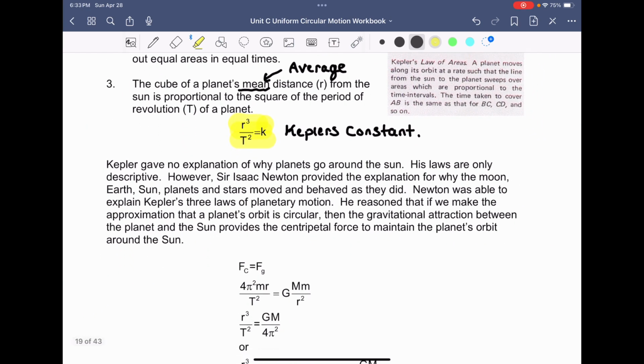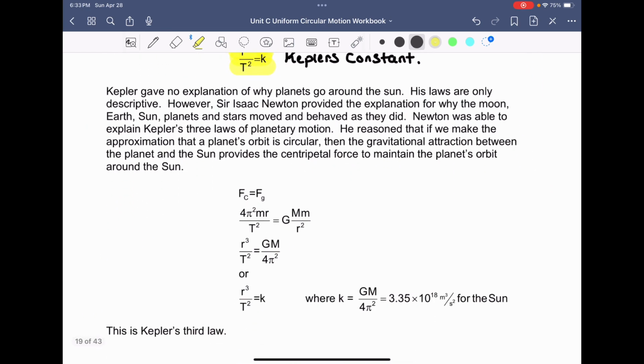A couple things to note right at the very bottom. Kepler gave no explanation as to why the planets go around the sun. Namely, his laws are only descriptive or observational. It wasn't until Isaac Newton came along that we get this why, rather than just the how or the observational data. We're actually getting the math behind this. Isaac Newton is the one that says, hey, I can tell you how or why these things are behaving using math.